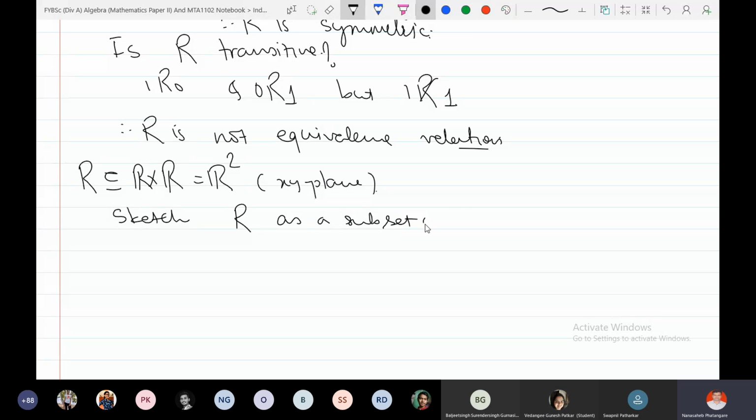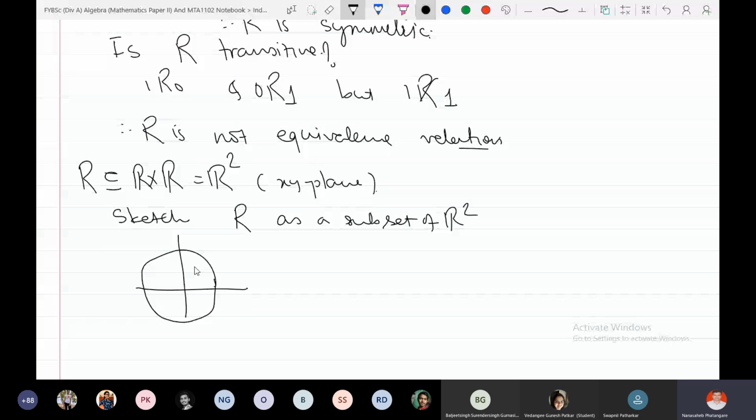And what is relation R? The circle of radius 1 centered at the origin. Unit circle, radius 1. Right, x square plus y square is equal to 1. So this is actually relation R. Every point on this circle, the collection of all points on this circle, is actually our relation. Right, this is how interesting it is. You can actually see the relation geometrically. And you should try to search for such relations and sketch them as subsets of the plane.